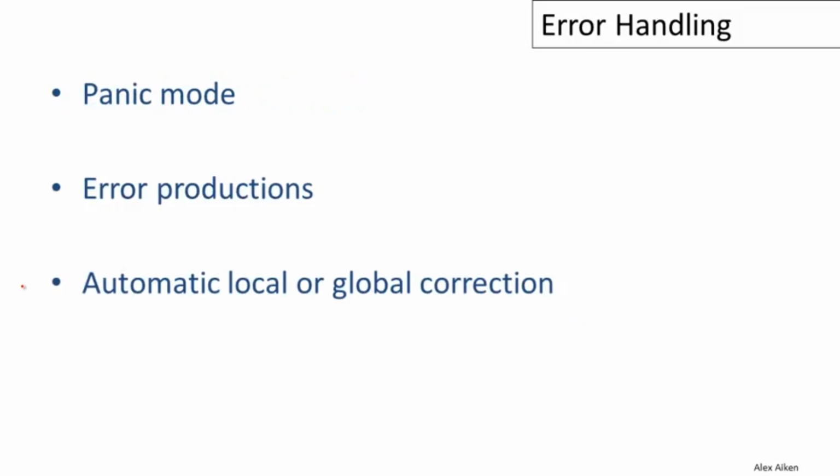I'm going to talk about three different kinds of error handling. Panic mode and error productions are the two that are used in current compilers. So these are actually things that people use today. Automatic local or global correction is an idea that was pursued extensively in the past, and I think it's historically quite interesting, particularly as a contrast to what people do today, and also why people tried to do it long ago.